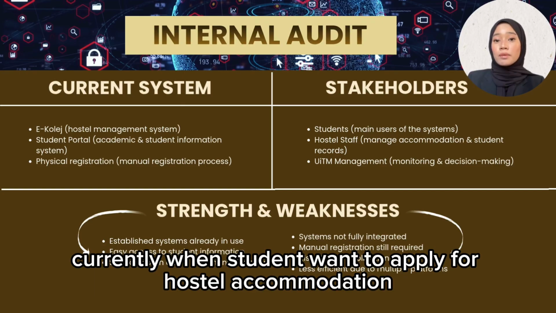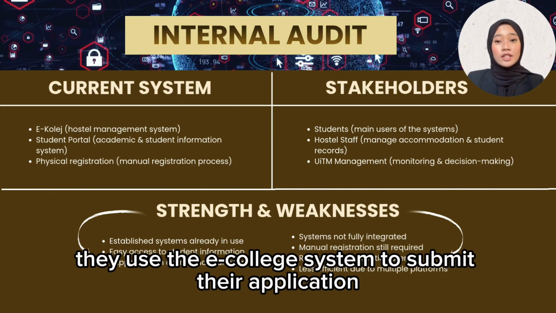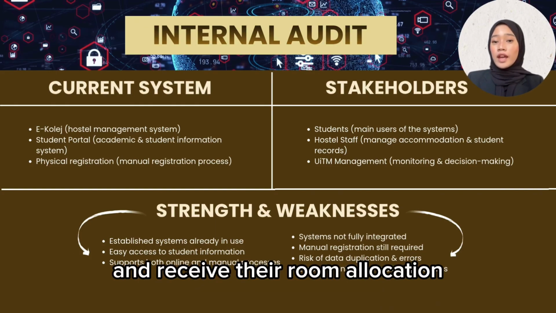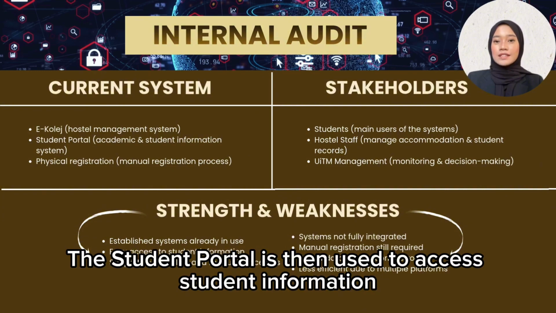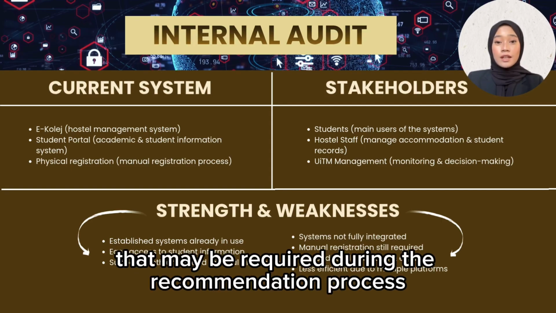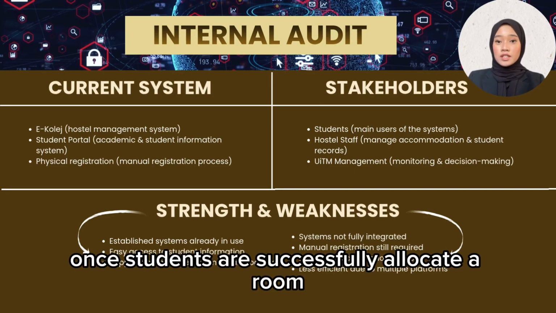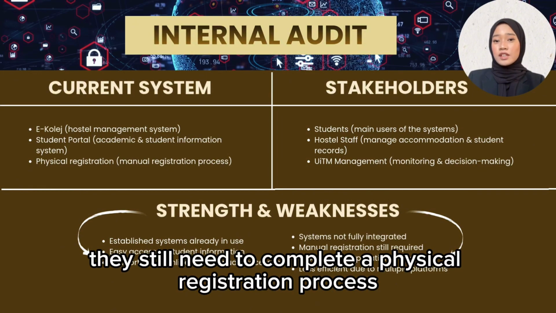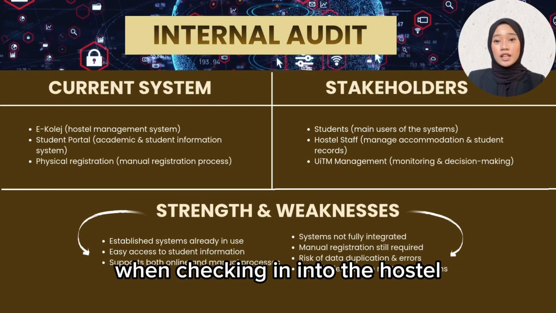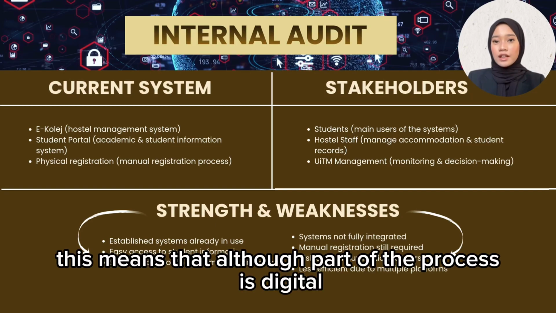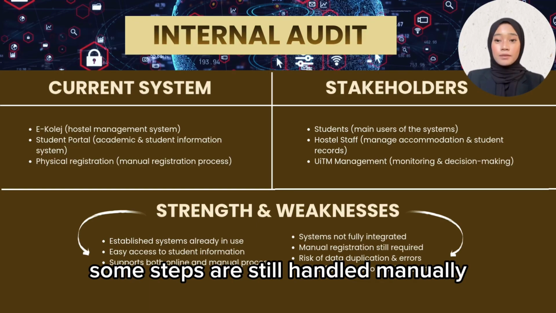Currently, when students want to apply for hostel accommodation, they use the e-college system to submit their application and receive their room allocation. The student portal is then used to access student information and verify academic records that may be required during the accommodation process. Once students are successfully allocated a room, they still need to complete a physical registration process when checking in to the hostel. This means that although part of the process is digital, some steps are still handled manually.